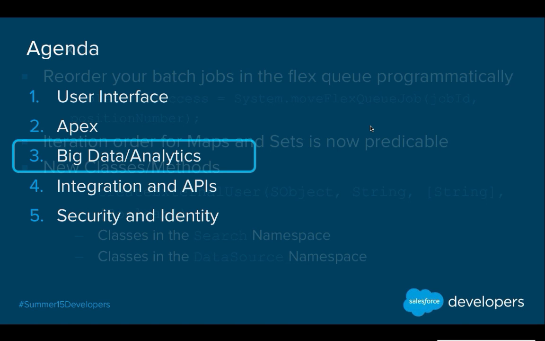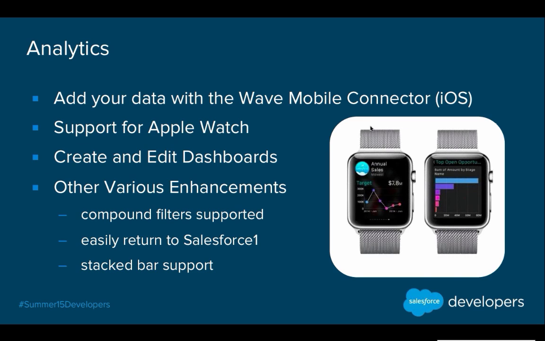Now, before I send it over to Peter to talk about integration and APIs, I want to talk a little bit about big data and analytics first. First off, we've got a lot of new great stuff in analytics this release. First of all, around iOS and Wave specifically, we've added the ability for you to add data directly from your mobile device using the Wave mobile connector.